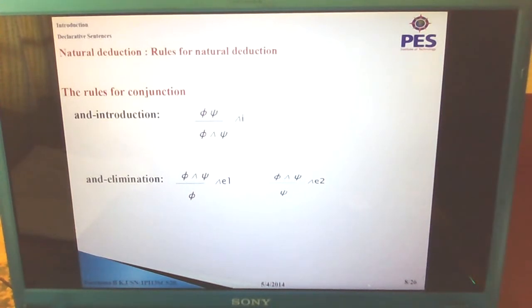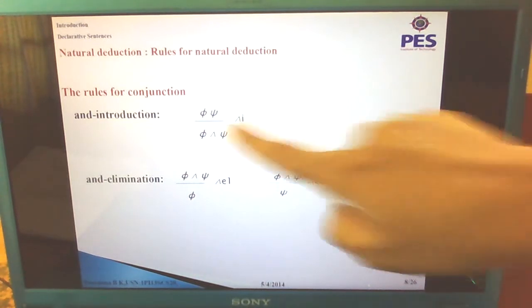Rules for natural deduction. Rules for conjunction: there are two rules for conjunction, and introduction and and elimination. This is our first rule, which is called the rule for conjunction.